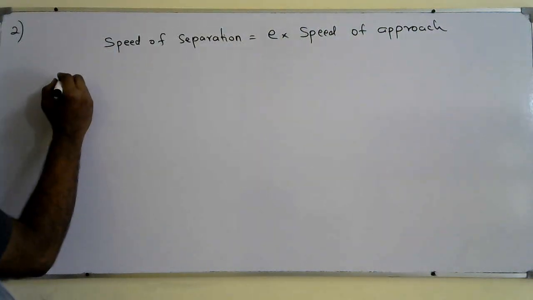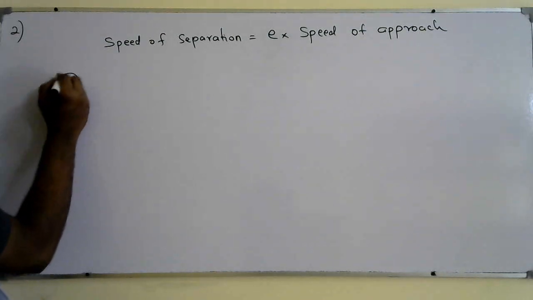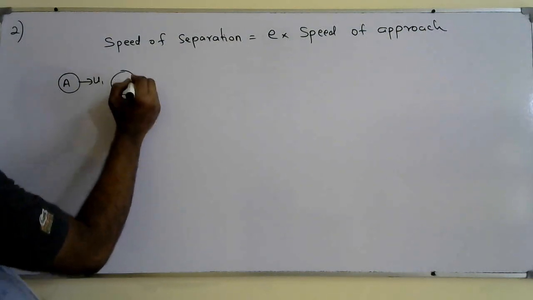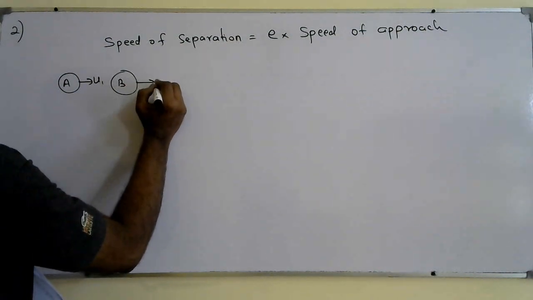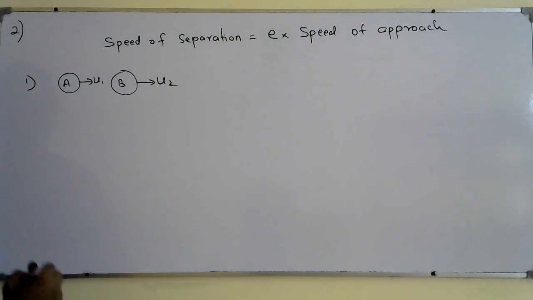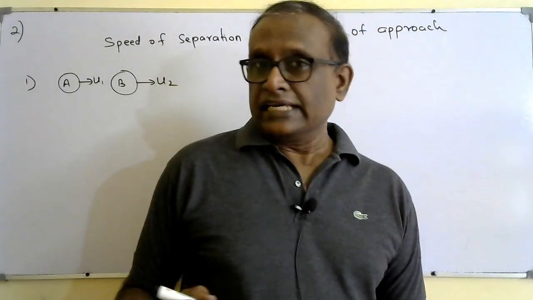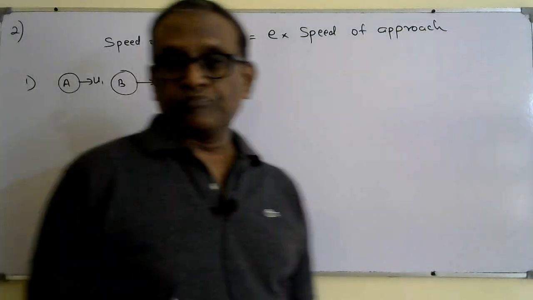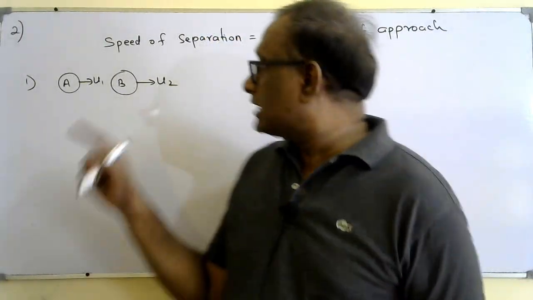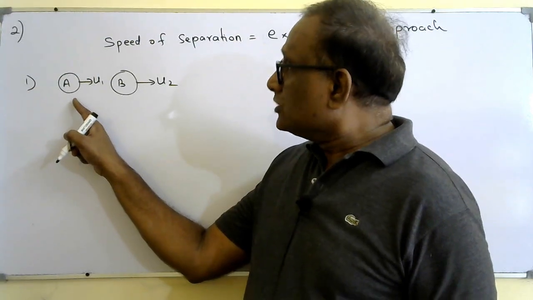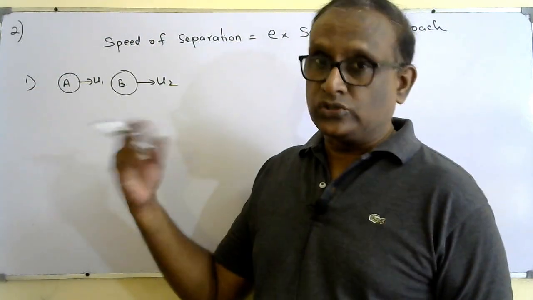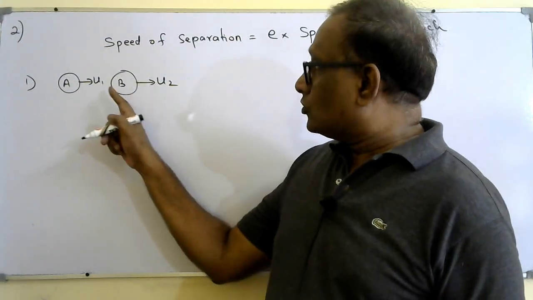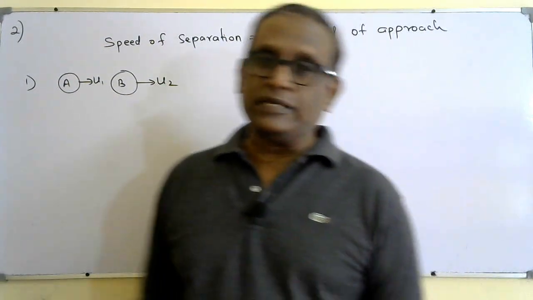For the first example, there's a particle A moving at u1, and another particle B moving at u2. This is before collision. If A wants to collide with B, u1 must be greater than u2. So the relative speed, compared to B, the speed of A should be u1 minus u2. That's the difference. That's the relative speed. So the speed of approach is u1 minus u2. The relative speed we need to consider.